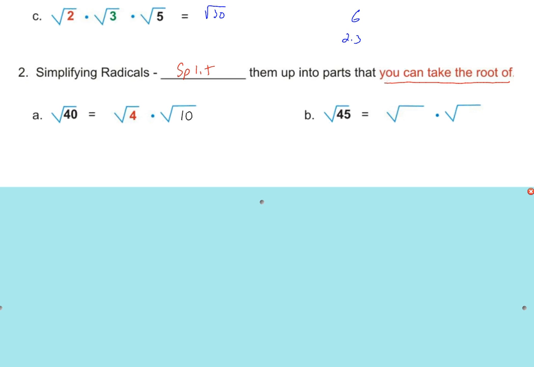So I'm going to take my red, and underneath the square root of 4, I'm going to write 2, because isn't the square root of 4 a 2? And then I still have times the square root of 10. But I have just simplified that radical.